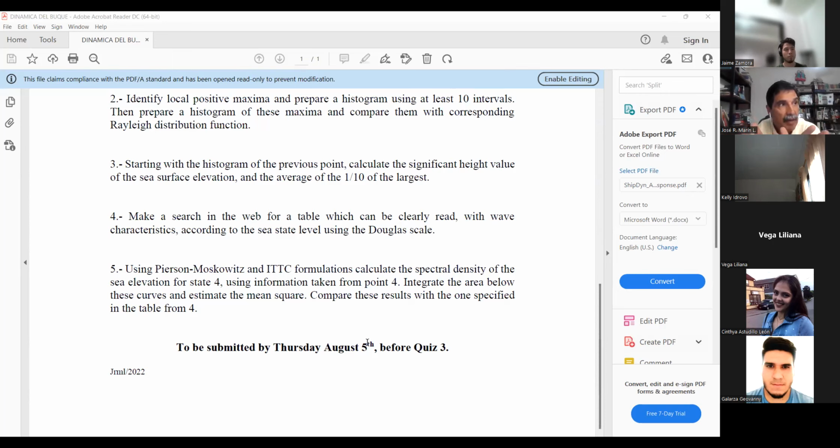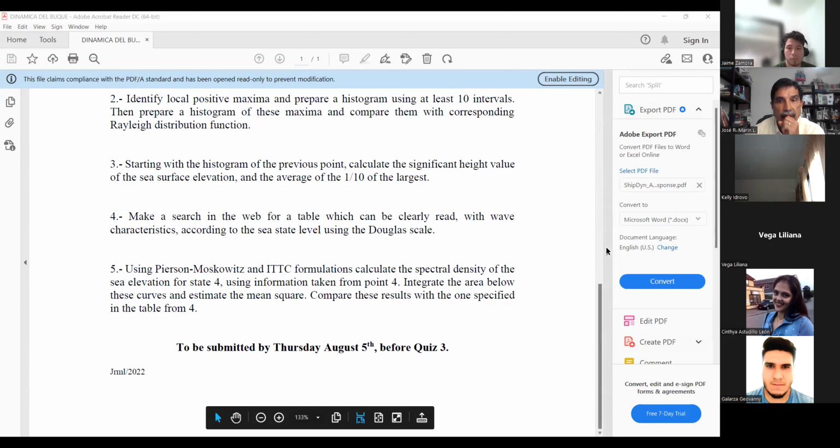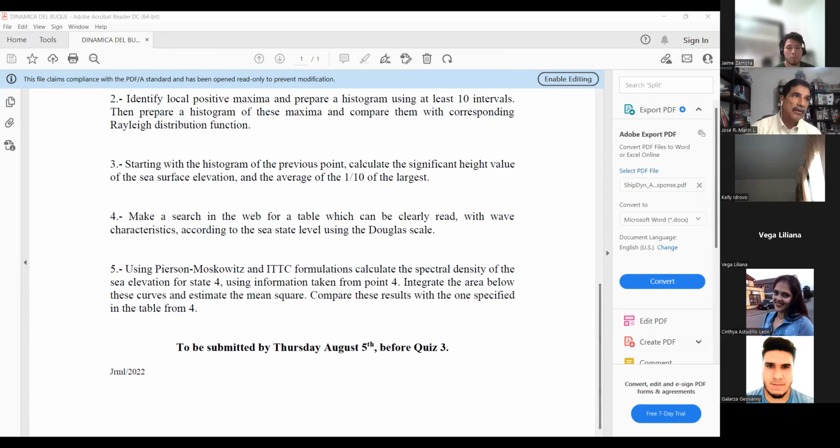That's what I'm asking the first time. Go on, Miss Astudillo. Integrate the area below these curves and estimate the mean square. So remember that's the Wiener-Khinchin relations. R at 0 is equal to the integral of S d omega. So that's the area under the curve. So you integrate that, and the integration is equal to R sub 0, and R sub 0 is equal to the mean square. The RMS is presented in the formulation.